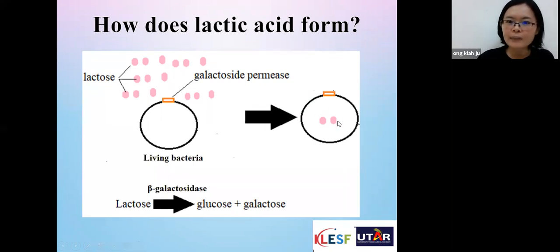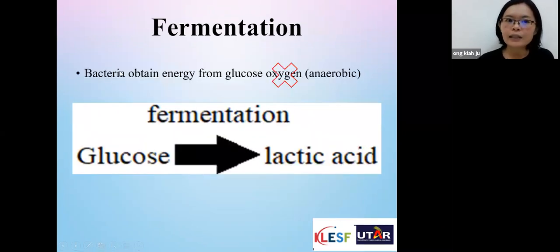After the lactose goes inside the bacteria, there is one enzyme known as beta-galactosidase. It will help to break down lactose into glucose and galactose. So you can see the lactose is being broken down by this enzyme into glucose and galactose. With the presence of glucose, the bacteria can get energy from this glucose without the presence of oxygen, what we call anaerobic respiration or fermentation. Through this fermentation process, the glucose is converted into lactic acid. This lactic acid is able to acidify the milk.